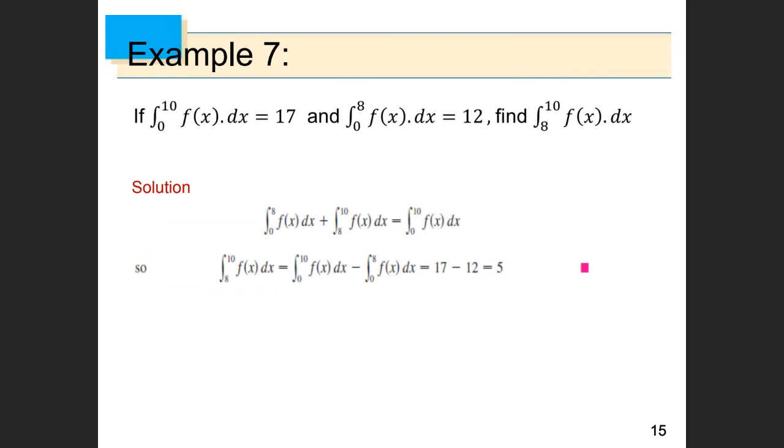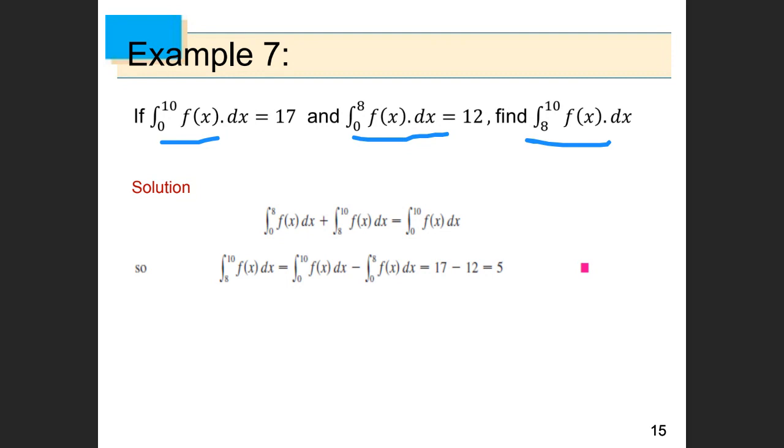And we can apply that idea here to do example 7. If I tell you that the integral from 0 to 10 of f of x dx is 17, I give you the integral from 0 to 8 of f of x dx, and I say it's equal to 12. Then I ask, what is the integral from 8 to 10 of f of x dx?